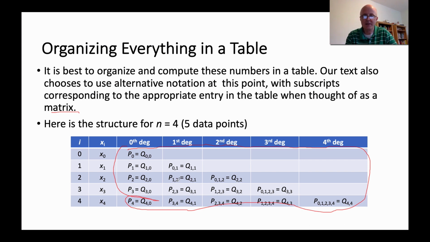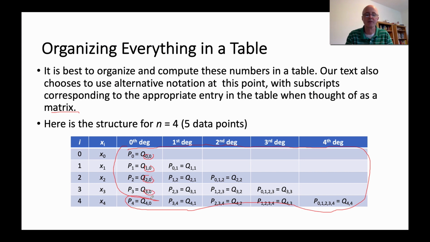P01, P12, etc. These are the degree 1, first degree ones, linear functions. These things are the quadratics in this column. These things are the cubics, and this would be the 4th degree. I'm alternatively calling these things Q instead of P, and these subscripts correspond to the spot you are in the matrix. 0, 0 means we're in the 0th row and 0th column, row first, column second. 1, 0 means we're in the 1st row and 0th column, which really means 2nd row and 1st column. 2, 0 means 2nd row and 0th column.